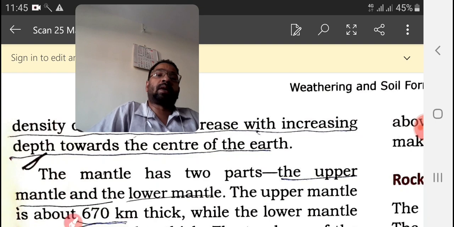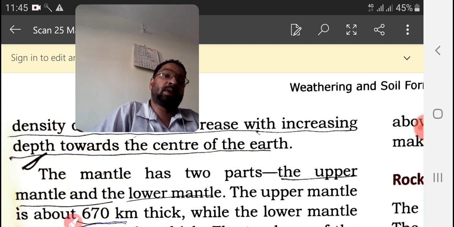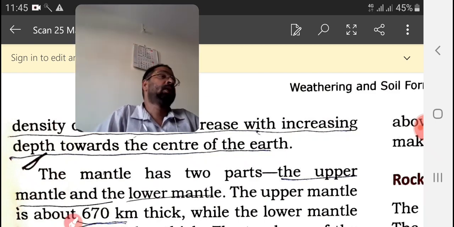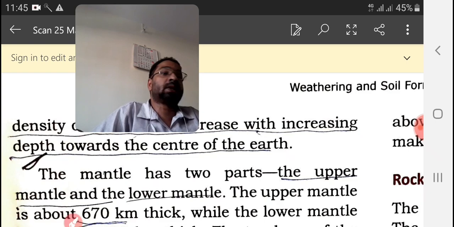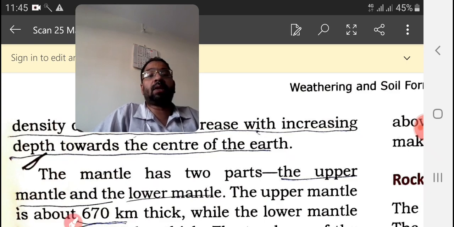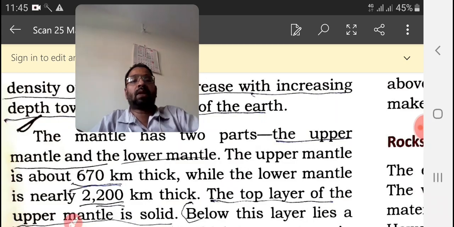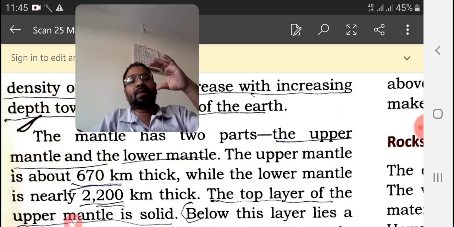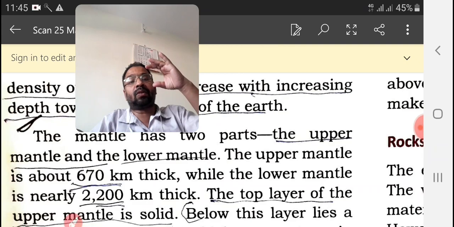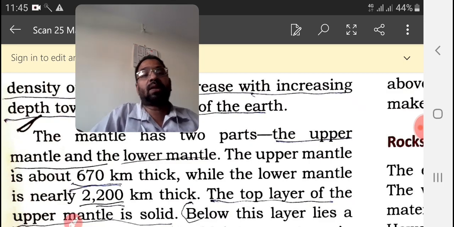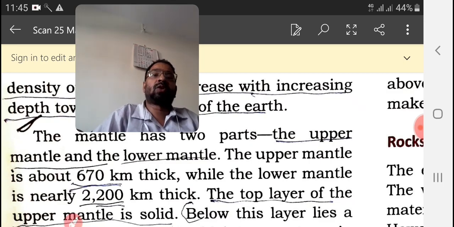The mantle has two parts. One is the upper mantle and the other one is the lower mantle. The upper mantle is about 670 kilometer thick. And what about the lower? This is nearly 2200 kilometer thick. So the lower mantle has more thickness than the upper mantle.